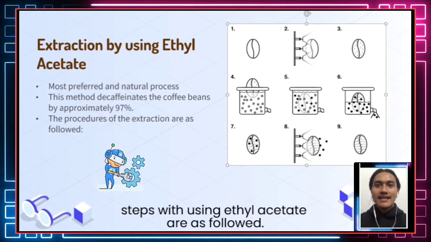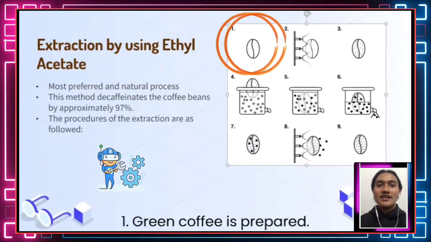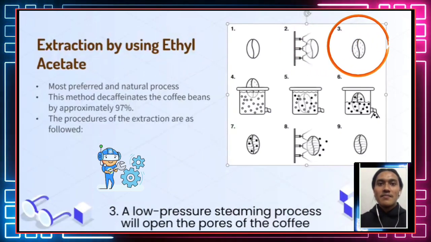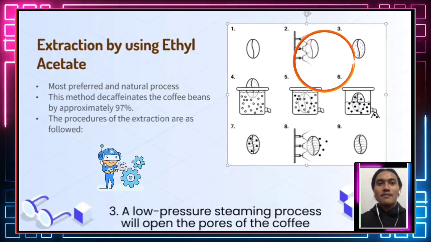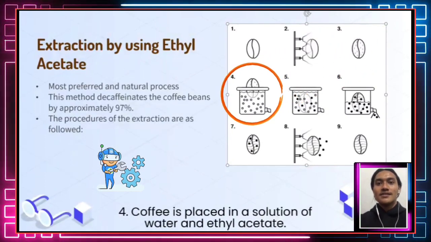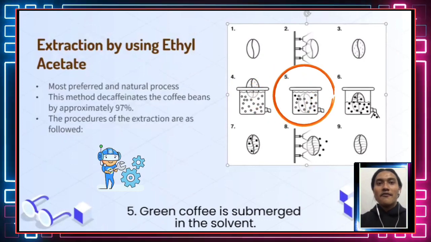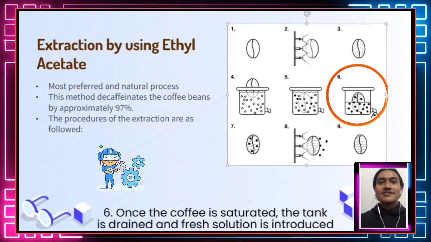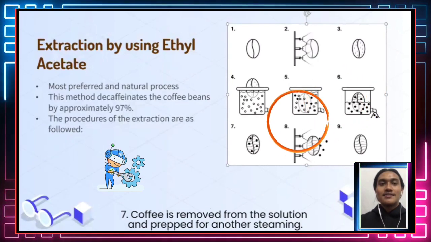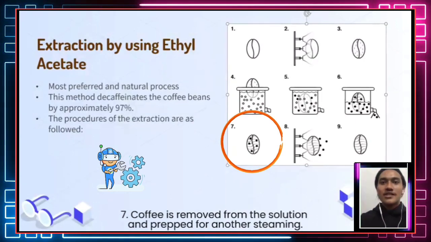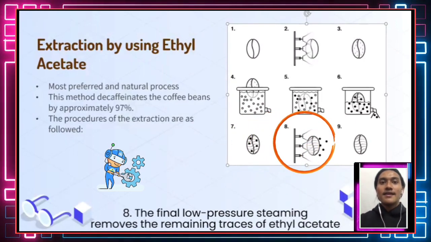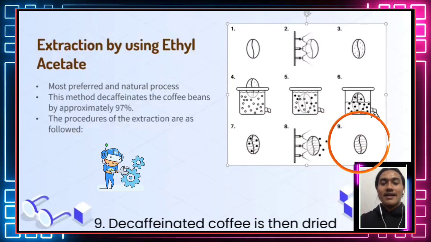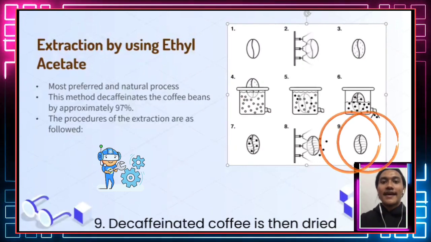The steps when using ethyl acetate are as follows. The first one, green coffee is prepared. Next, coffee is steamed for about 30 minutes. Number 3, a low pressure steaming process will open the pores of the coffee. Number 4, coffee is placed in a solution of water and ethyl acetate. Number 5, green coffee is submerged in the solvent. Number 6, once the coffee is saturated, the tank is drained and fresh solution is introduced. 7th, the coffee is removed from the solution and prepped for another steaming. Number 8, the final low pressure steaming removes the remaining traces of ethyl acetate. The last one, decaffeinated coffee is then dried.